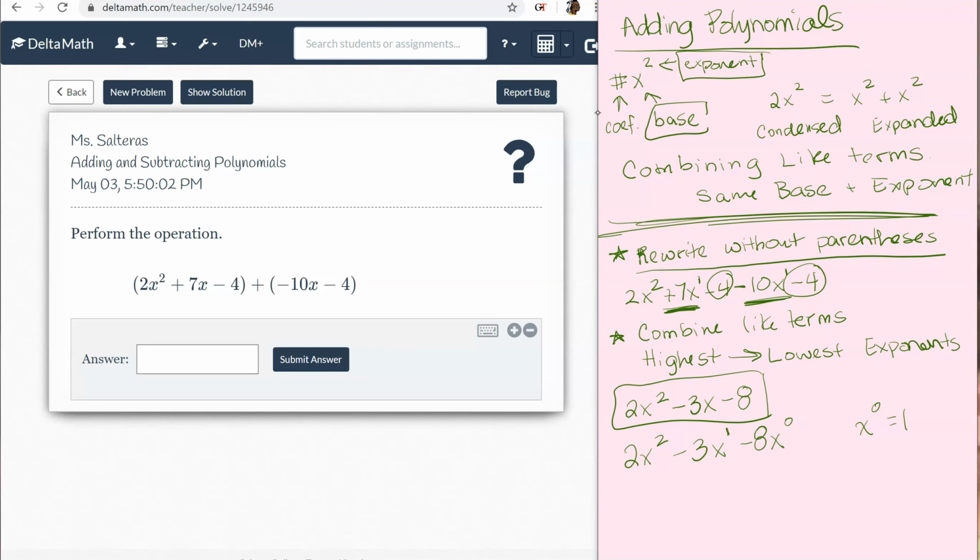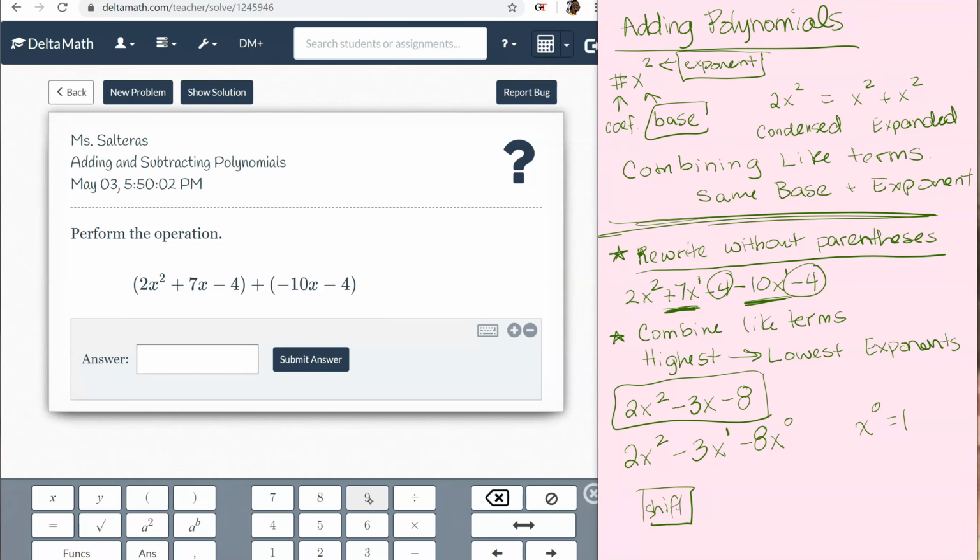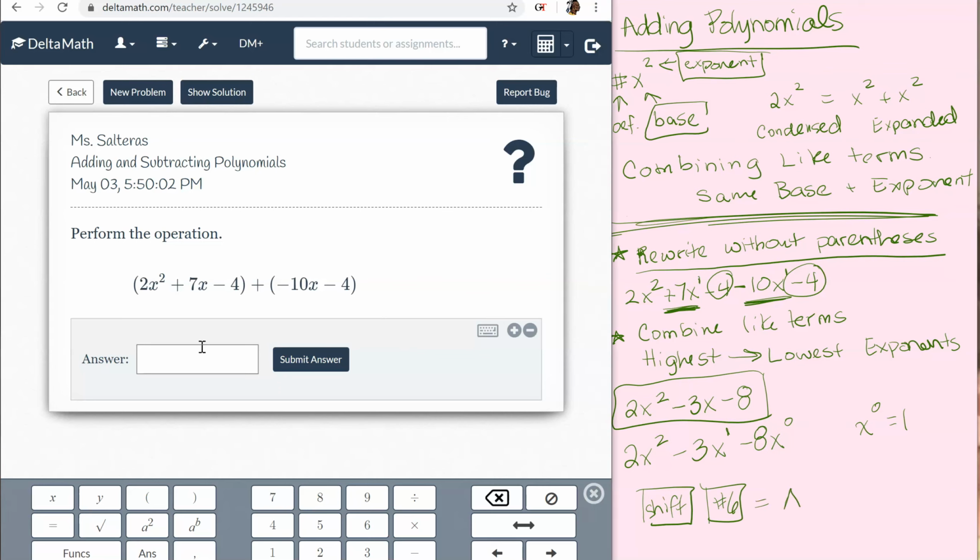All right, so we're gonna go ahead and type this into your answer. So there's two versions. You can use the keypad that Deltamath gives you. You can also use your regular keyboard. In order to do the exponents, you're just going to hold the Shift button and press the number 6. This is going to give you your caret symbol for your exponents.